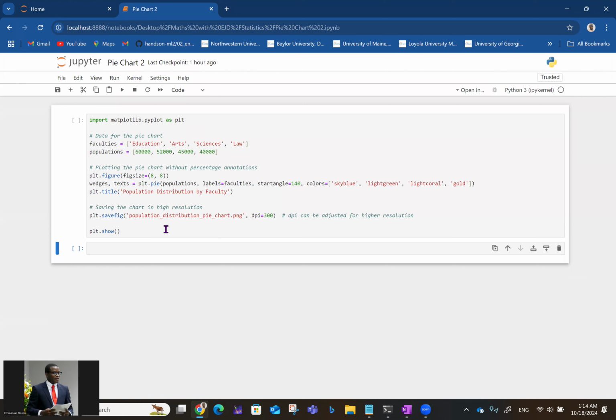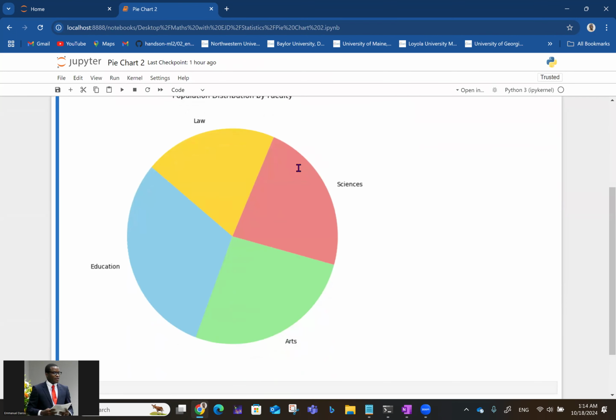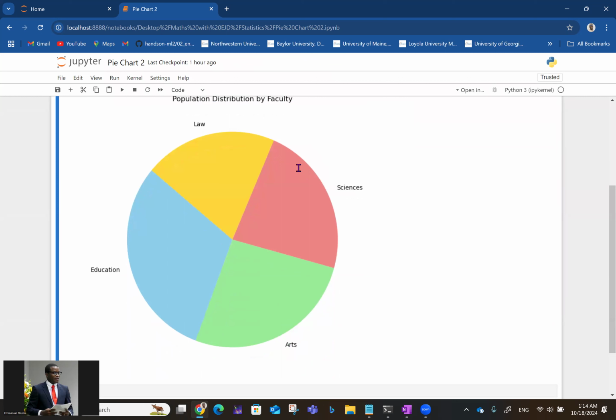And then you're going to do some calculations. I've removed that here. Okay, yeah, not even necessary. So you just do, I mean, it has a standard code. With that now you can see the biggest one is education, followed by arts, followed by sciences, followed by law. So the direction doesn't matter. Just make sure you label it correctly.